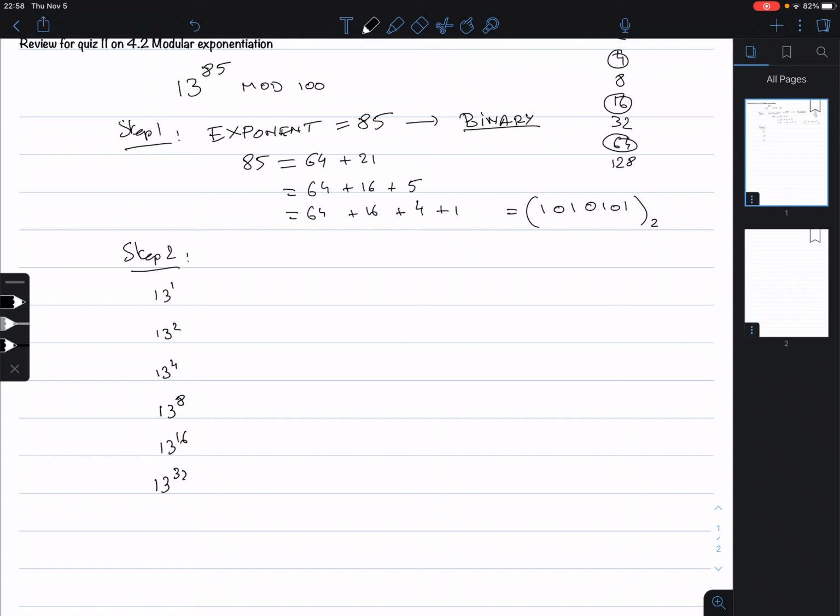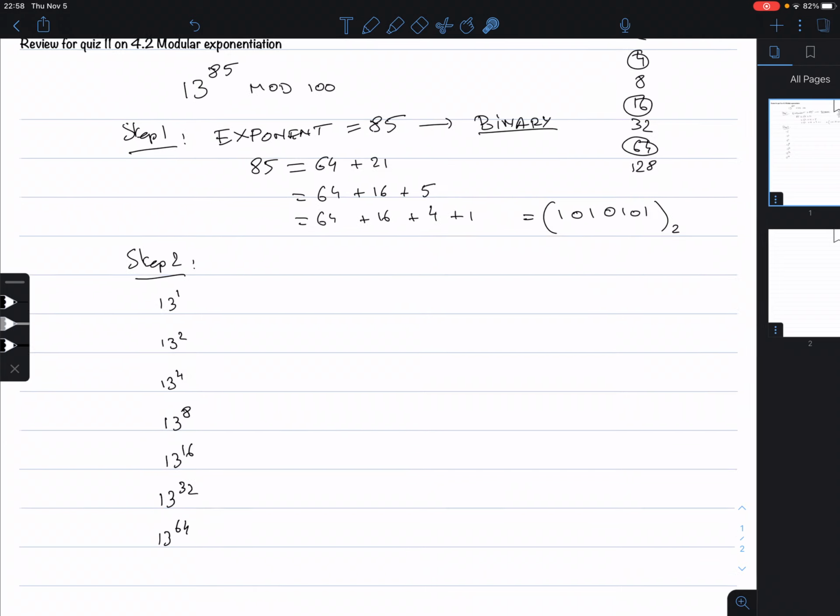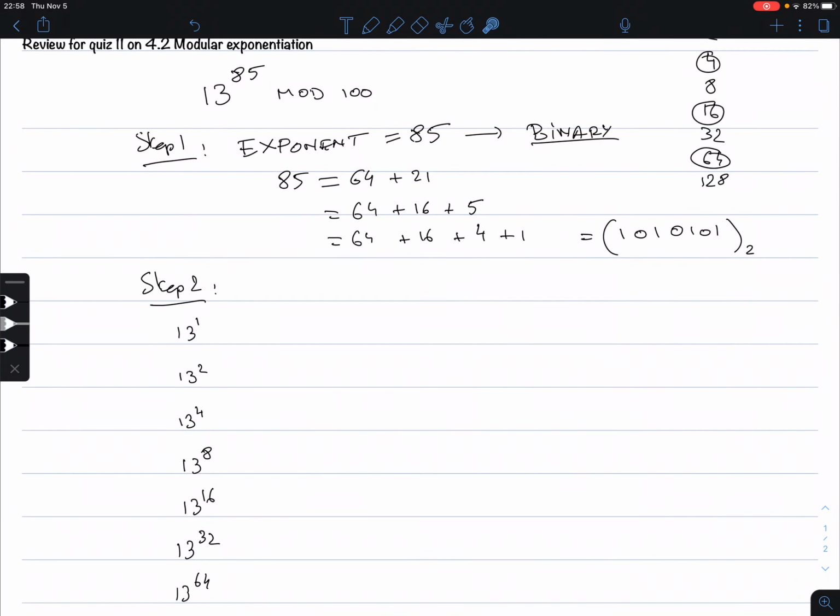And how many times, how far do I go? Well, exactly to that, until I reach the last of these, the biggest one. So these I will use, because remember why. Let me very quickly remind you why we do this. This quantity here, 13 to the 85, is 13 to the 64 plus 16 plus 4 plus 1, and that is, by rules of exponents, 13 to the power 64 times 13 to the power 16 times 13 to the power 4 times 13. If you multiply various powers, you add the exponents.